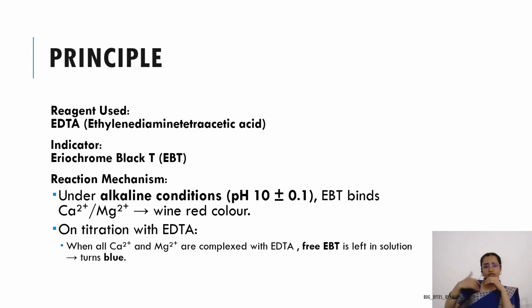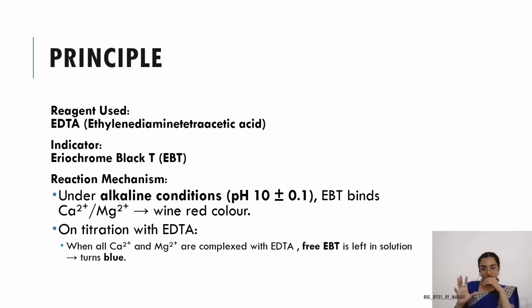When all the calcium and magnesium are complexed by EDTA, you are left with free EBT. The free EBT left in the solution turns blue in color. If EBT is binding with calcium and magnesium, it is wine red. If the EBT is fully free, there is no calcium and no magnesium, then it turns blue in color. So the change in color from wine red to blue indicates the end point.